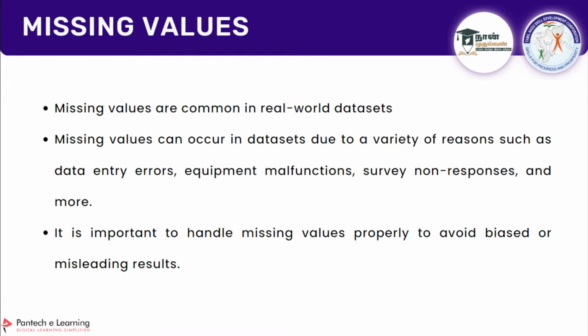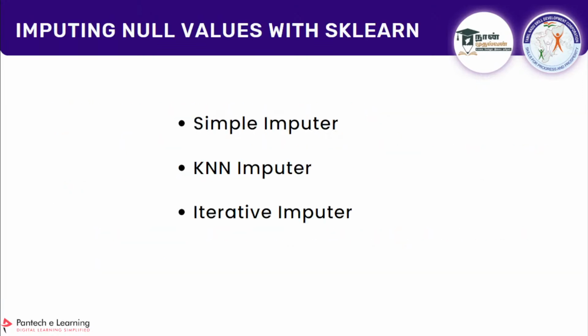Starting with, missing values are common in a real world dataset. Since you are collecting it outside, it may or may not be correct. Missing values can occur in a dataset due to a variety of reasons, and it is important to handle them because they can lead to misleading results. You cannot leave it empty. So for that, you can do imputing. With sklearn, there are three options for you. One is SimpleImputer. The second one is KNNImputer. The third one is IterativeImputer. So what are these three and what are the differences?